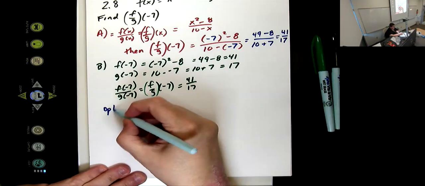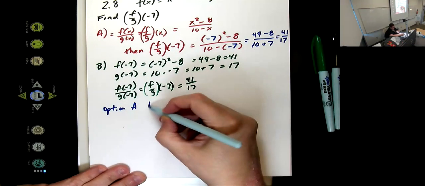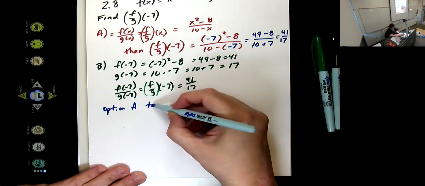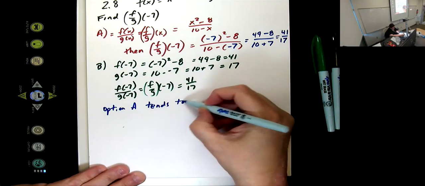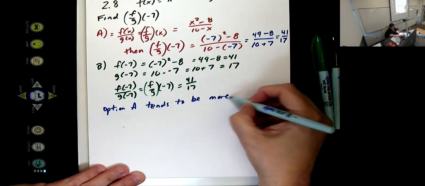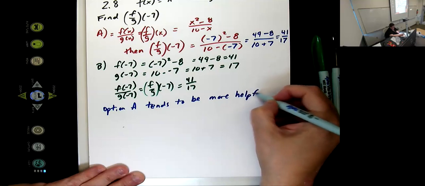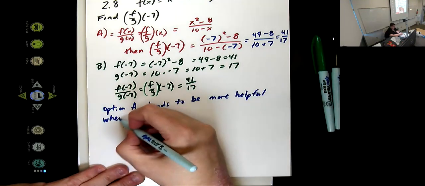Option A tends to be more helpful when you've got more problems to solve, when you need to find the results for more than one number.